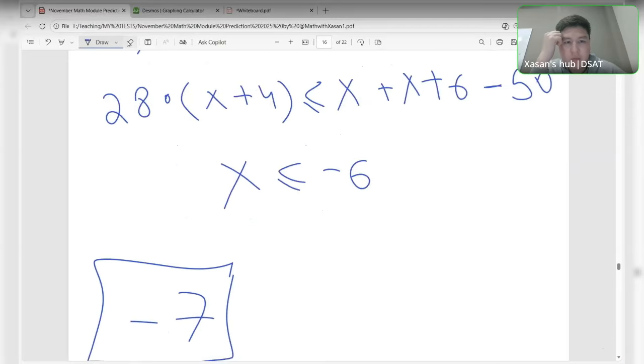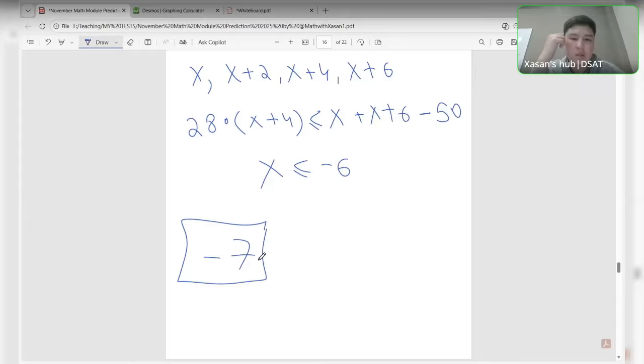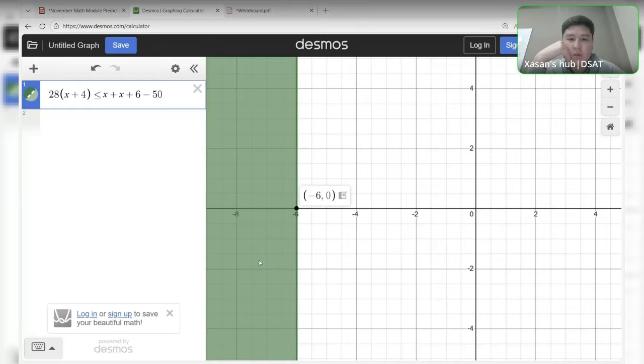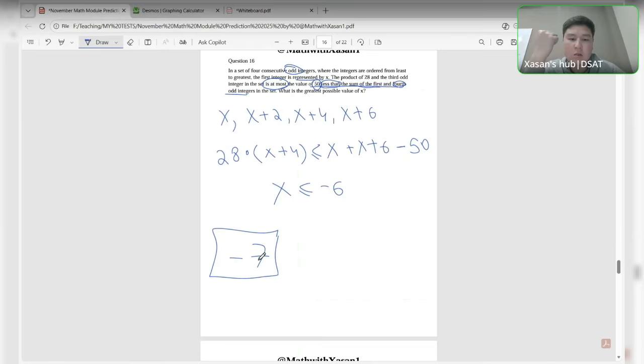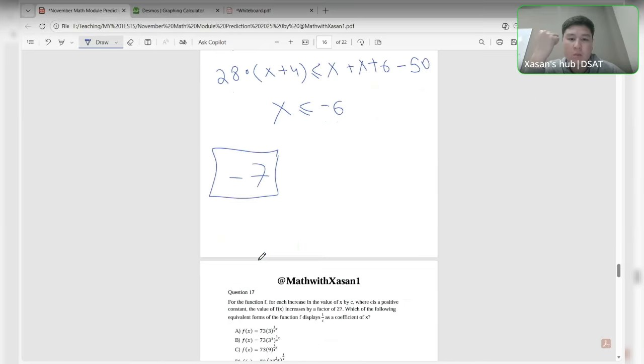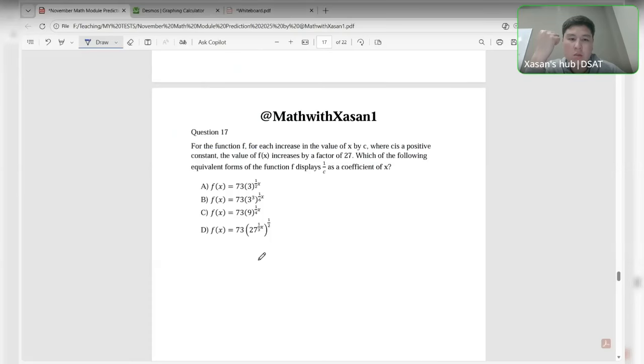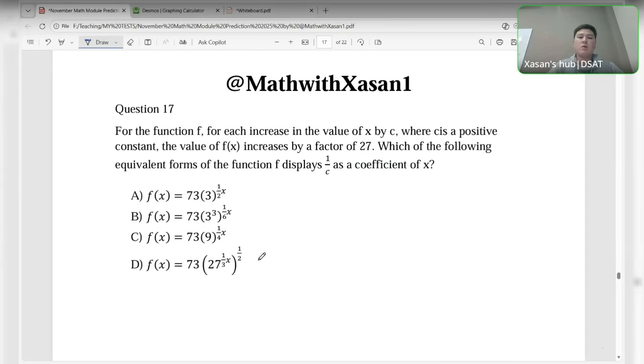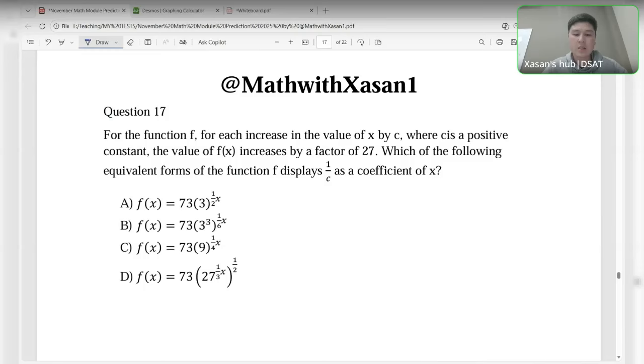I guess all clear and understandable, right? Create an inequality, solve it, get the answer, and that's all. The next one is question 17, where x is getting something as a constant. Let's see, guys.